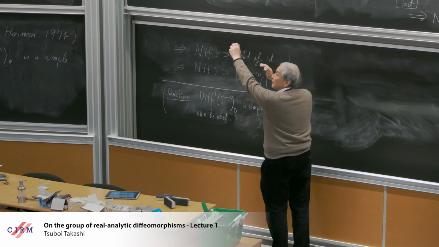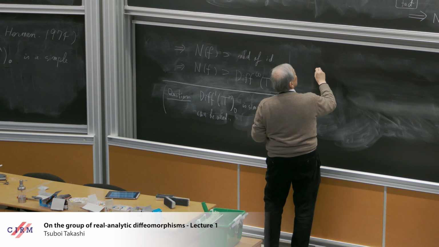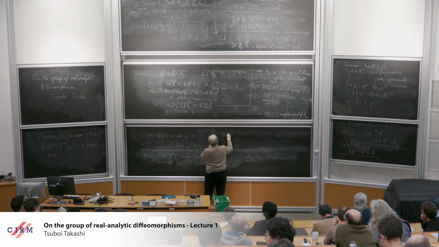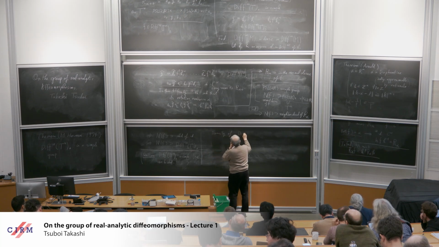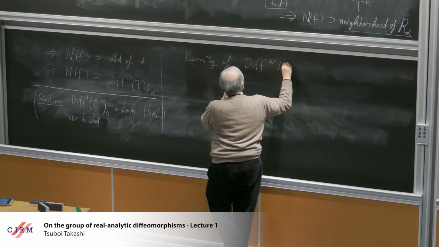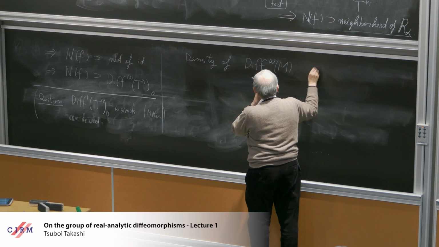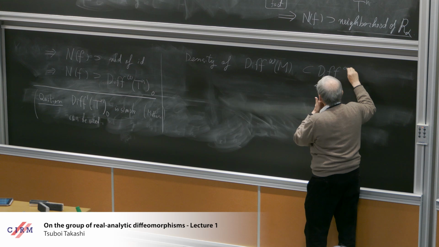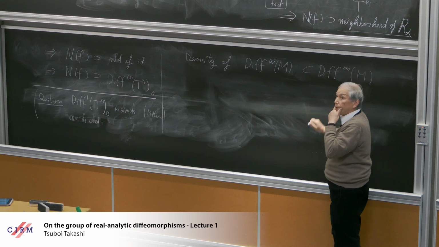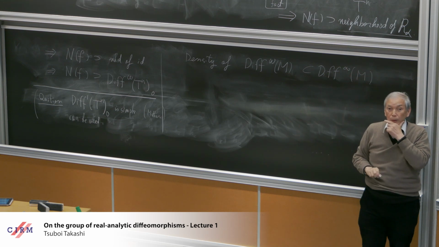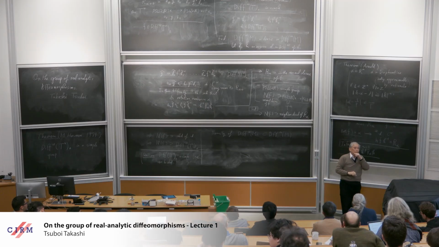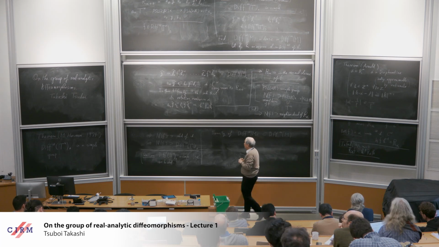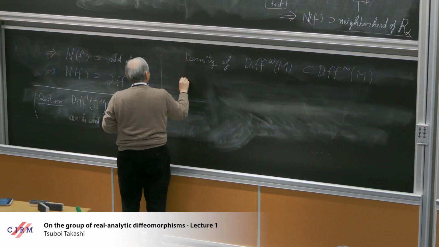And the other important thing is the density of Diff Rm. So for me, it was not clear at all. And this is really something Hefliger taught me one day.